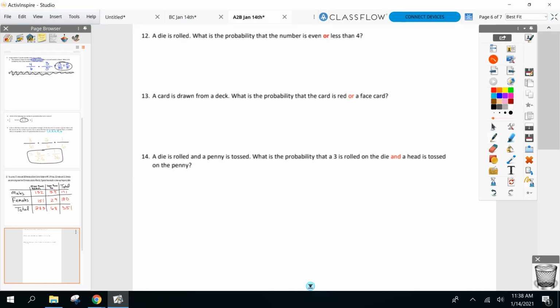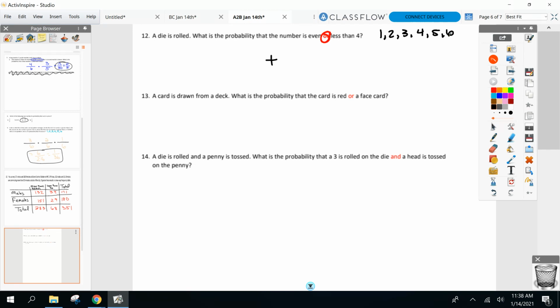All right, a die is rolled. What's the probability that the number is even or less than 4? All right, that automatically signals to me that the only time I can add is if I see that "or." If it helps you, because there's only 6 choices, right? If it helps you, write them out.